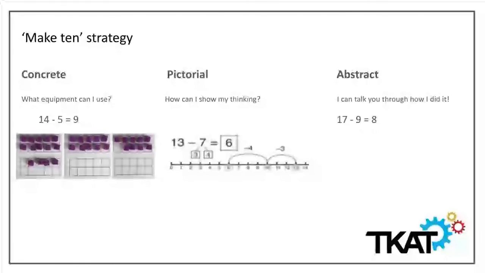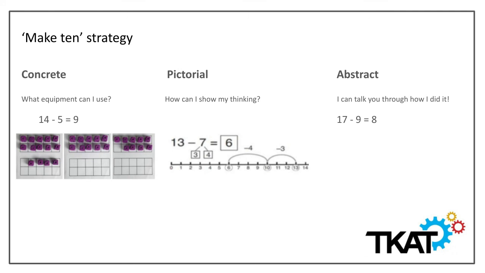Once children are confident with using objects to make 10, they can move on to using a number line to show making 10. In this example, they are solving 13 take away 7. They start by partitioning the 7 into 3 and 4. Taking away 3 first makes 10, then there are 4 left to subtract. So you are left with 6. So 13 subtract 7 is equal to 6.